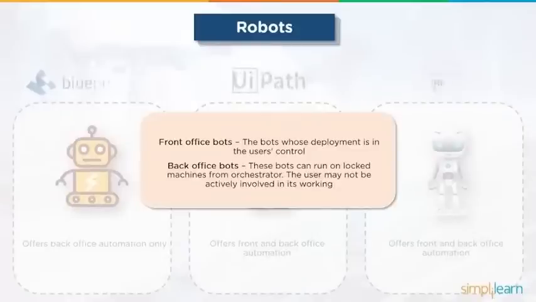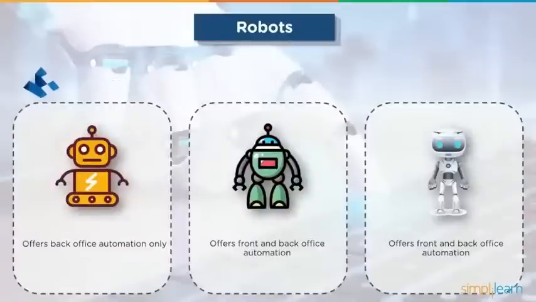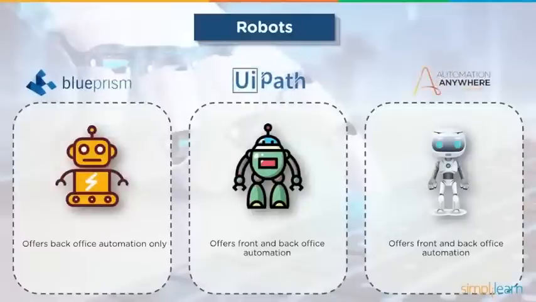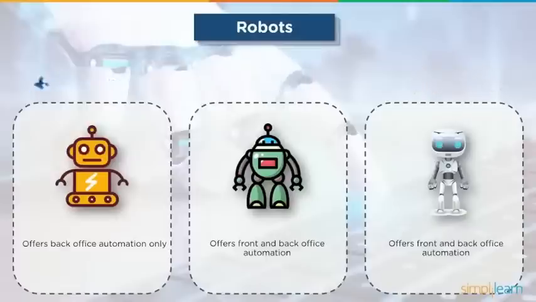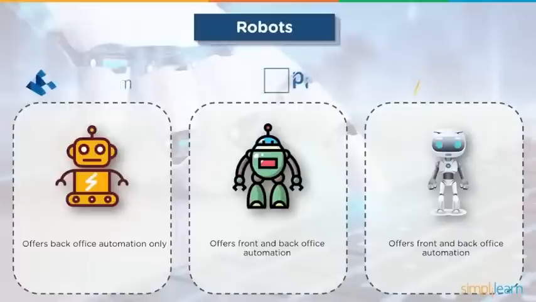So moving on to the comparison, Blue Prism offers back office automation only. UiPath and Automation Anywhere offer both front and back office automation. In case of Automation Anywhere, the HBC or the human bot collaboration feature enables humans and bots to work together to complete a task and also to manage exceptions and escalations.